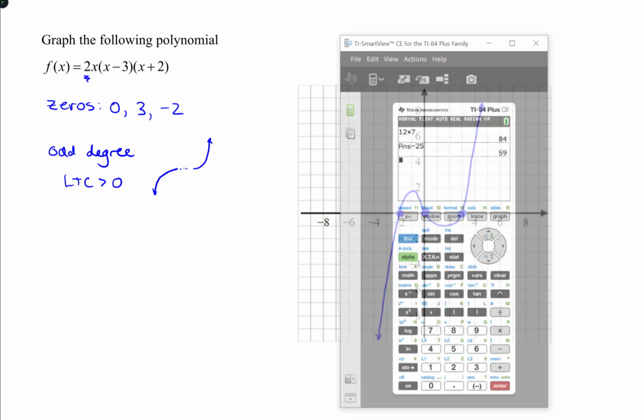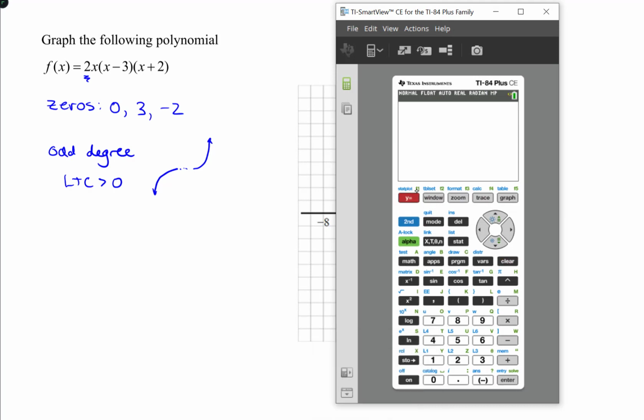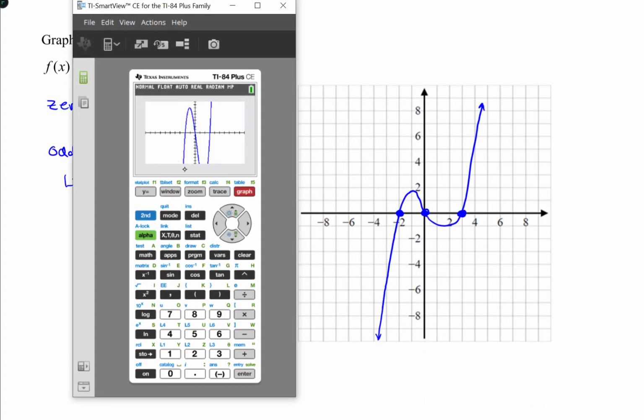And you can, of course, graph this polynomial if you want to check it. So if I put it into the calculator, 2x times x minus 3 times x plus 2, and graph that, I've got the same basic shape, but as you can see, the peak is definitely a lot higher than what I drew, and this valley is a lot lower than what I drew, but like I said, that's okay. It's not what we're interested in determining at this point.